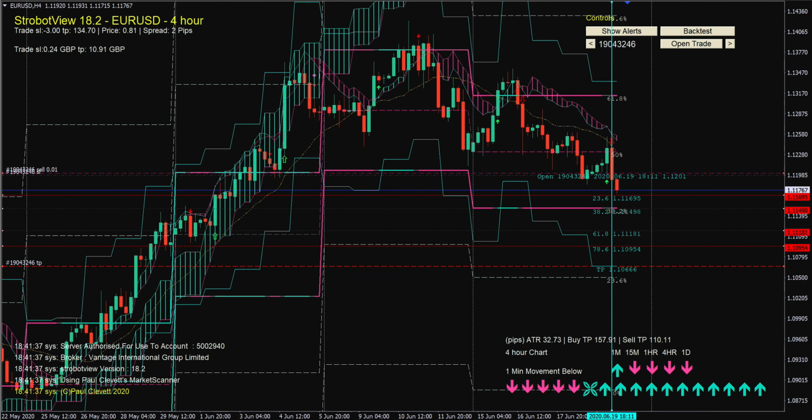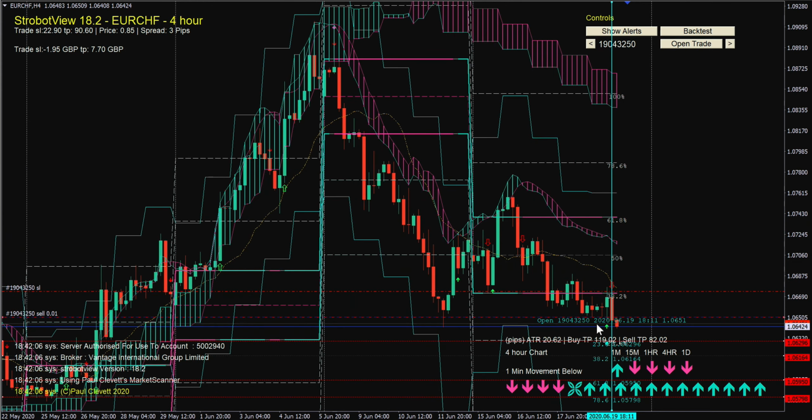Done Euro Swiss, same sort of story. It's just a breakdown. Look at the structure of these markets.